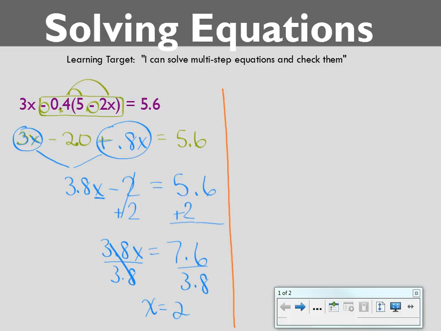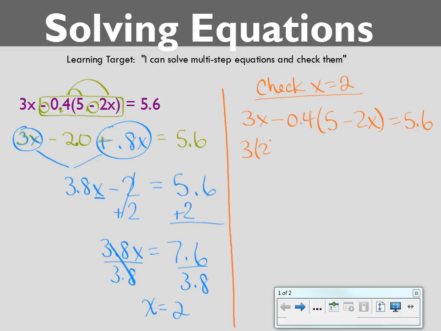I'm going to check that x equals 2. And that's how I label my check. I don't just write check, I write what I'm checking. And then the next thing I do is rewrite the original problem. If you can read under my green there, 3x minus 0.4 parentheses 5 minus 2x equals 5.6. Alright, so I just rewrite it. Now I basically rewrite it again, except I replace all the x's with 2's.